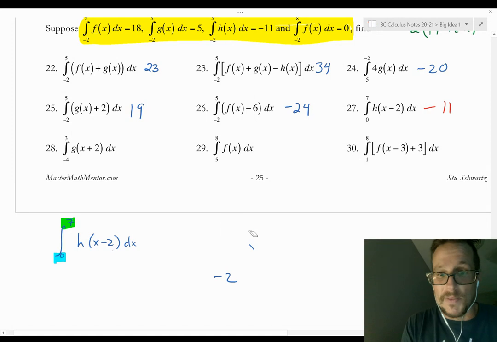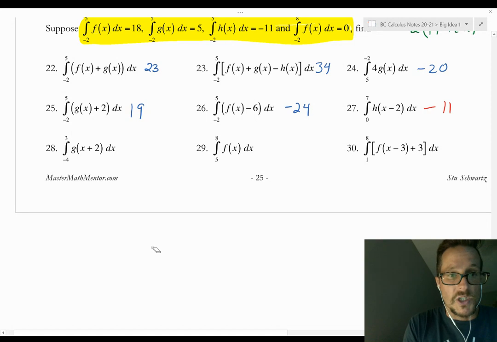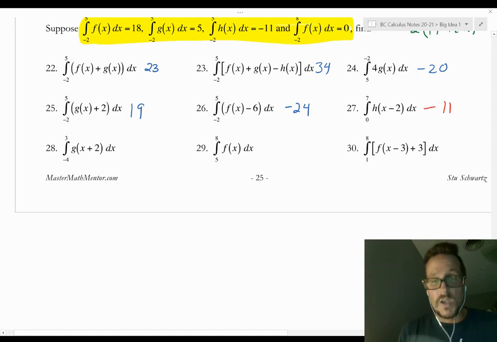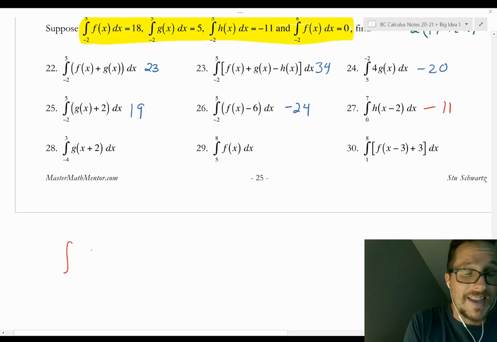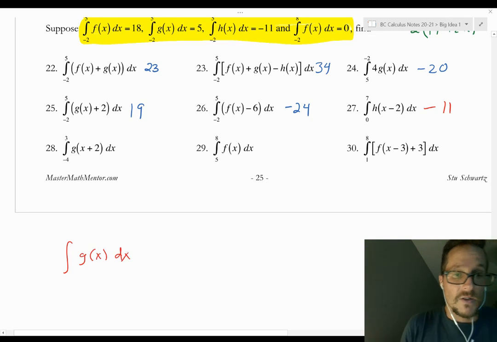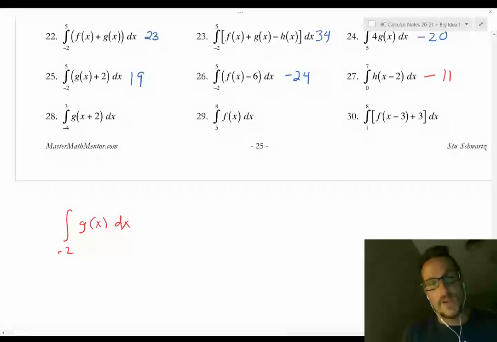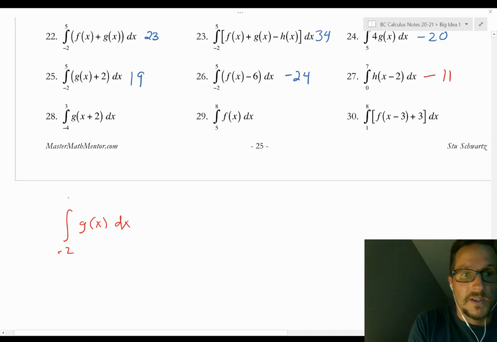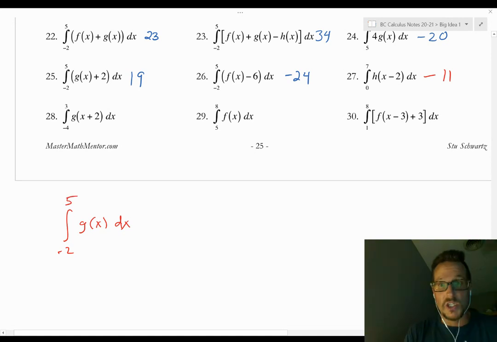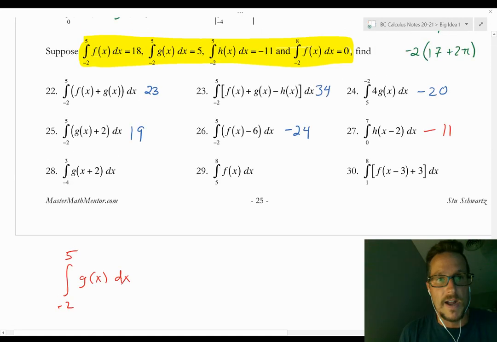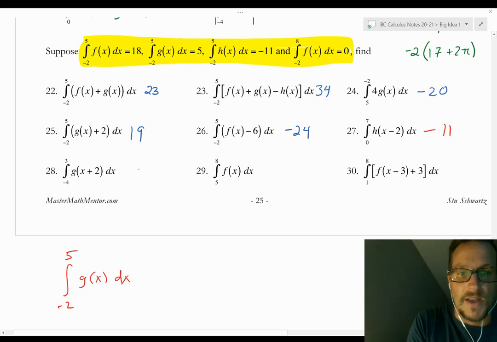Check it out. Happens in 28 as well. So g of x plus 2, we can convert that back to regular g of x by shifting the x values, shifting the limits. So the limits, really, we can just see what happens at negative 4. You put negative 4 in there, it's the same as g of negative 2. And at 3, it's the same as g of 5. So back in unshifted g world, it's negative 2 to 5, and that is provided to us. The value is 5.